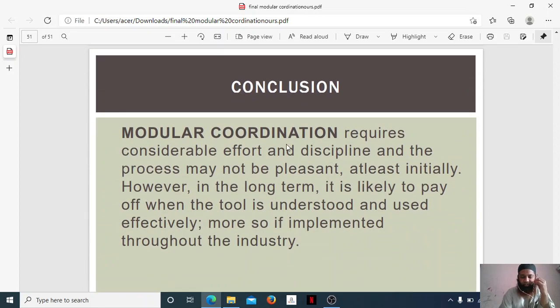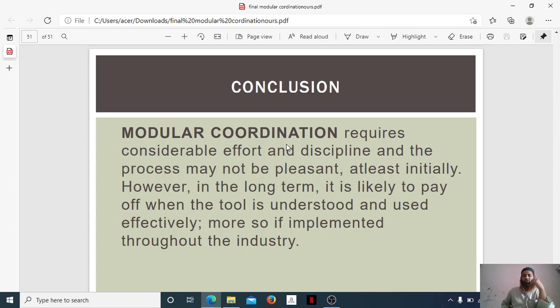Let us conclude it here. Modular coordination requires considerable effort. A lot of effort is needed here because each and every inch is being saved and everything has to be got onto the plan. A lot of effort has to be put in to get everything on paper. The discipline and the process may not be pleasant, at least initially, because a lot of work is needed. A lot of rough drafts and final drafts are needed here.